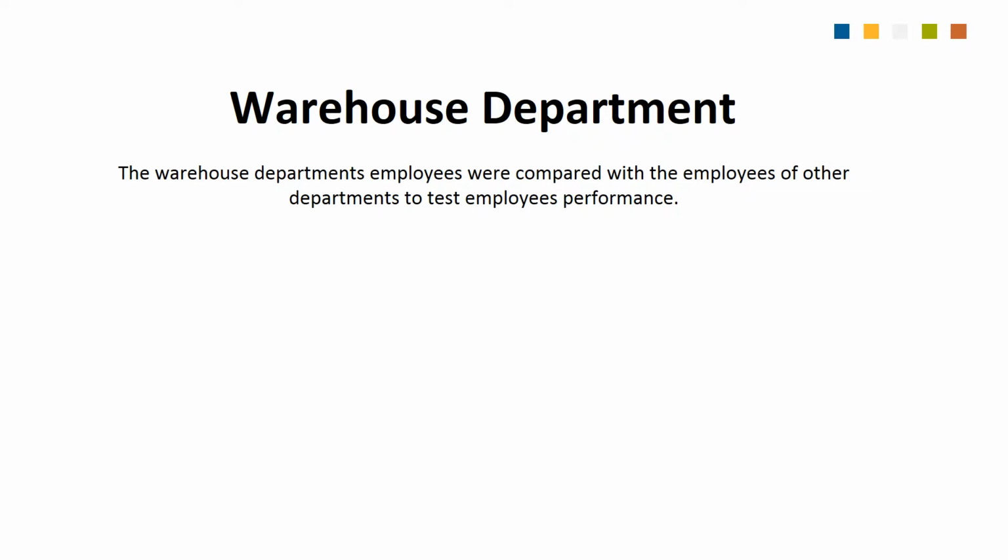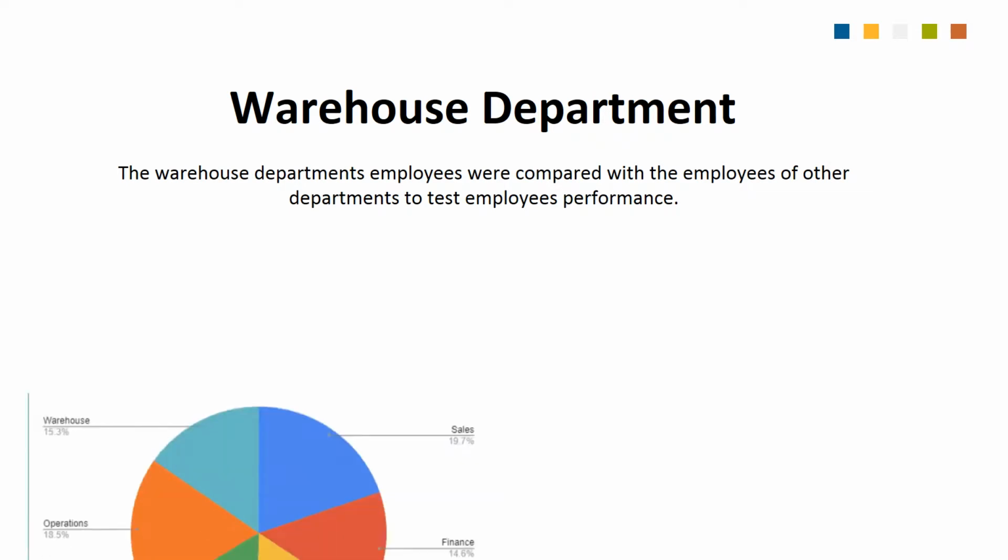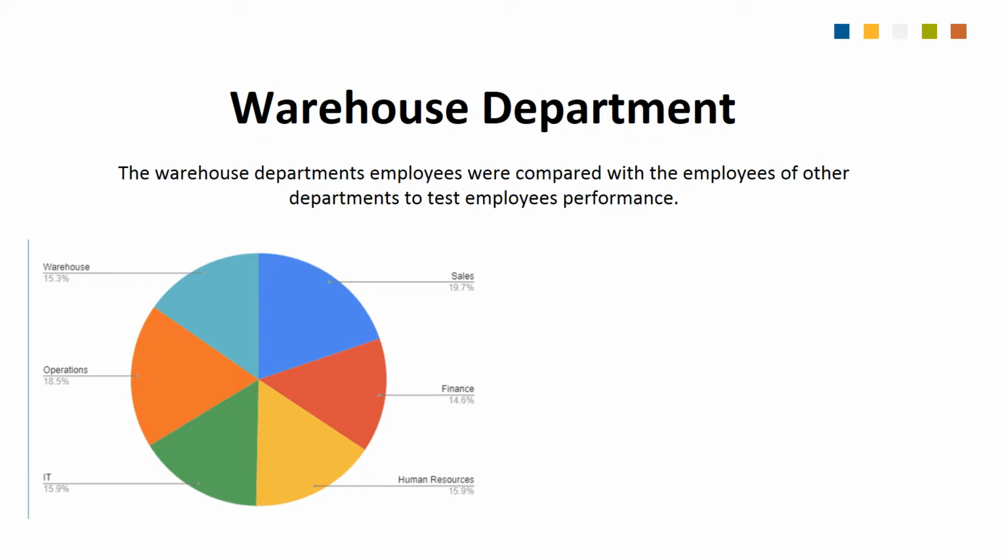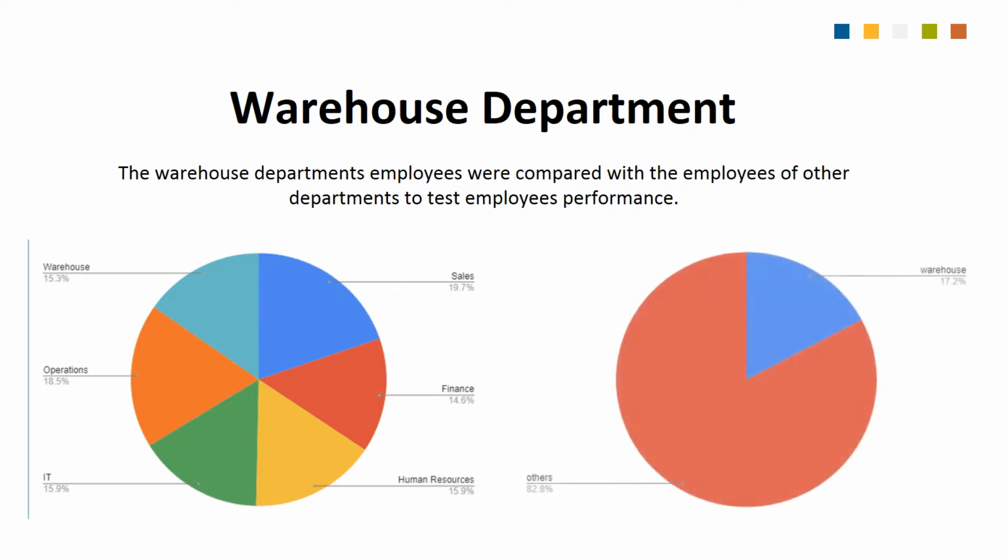Firstly, we classify the employees surveyed into various departments. These departments were broadly classified into 6 types, namely sales, finance, HR, IT, operations, and warehouse department. Since the performance of employees of the warehouse department was to be analyzed, the data of warehouse department employees, which is 17.2%, was compared to other departments.